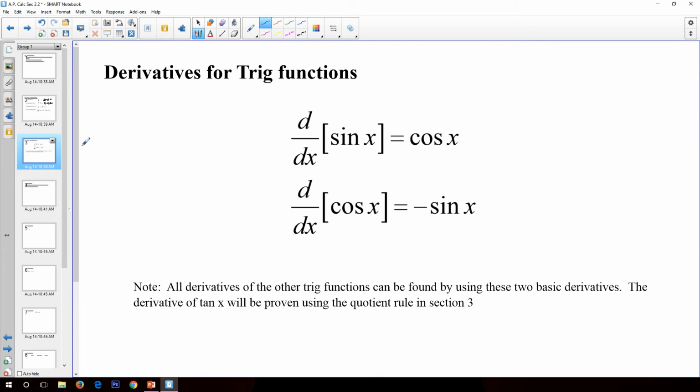Next, the derivatives of the trig functions, the two basic ones. All of the other trig functions, tangent, cotangent, secant, and cosecant, can be derived very easily just by using these. So as long as you know these two, if you get into a pinch, you can do the rest of them. In fact, when we talk about the quotient rule in the next section, I'm actually going to use these two as my means for deriving the derivative rule for tangent x.